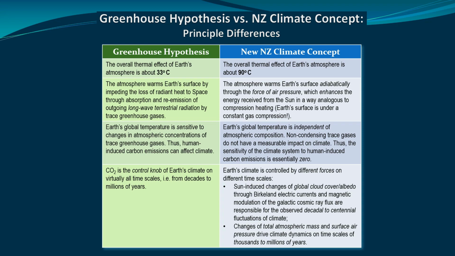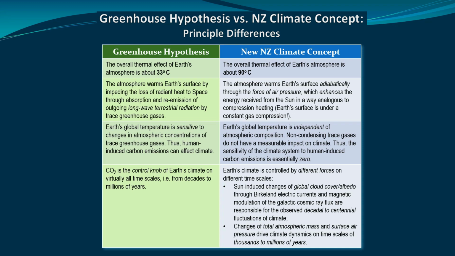The greenhouse hypothesis asserts that Earth's global temperature is sensitive to changes in atmospheric concentrations of trace greenhouse gases, thus human-induced carbon emissions can affect climate. Nikolov and Zeller found that Earth's global temperature is independent of atmospheric composition. Non-condensing trace gases do not have a measurable impact on climate due to their small partial pressure in the atmosphere. Thus, the sensitivity of the climate system to human-induced carbon emissions is essentially zero. According to the greenhouse hypothesis, CO2 is a control knob of Earth's climate on virtually all time scales, that is, from decades to millions of years.